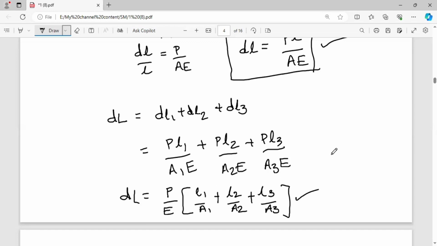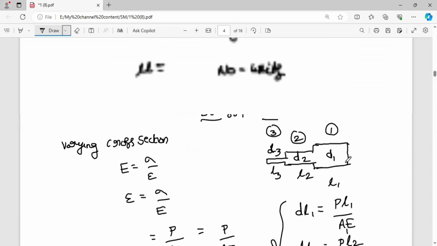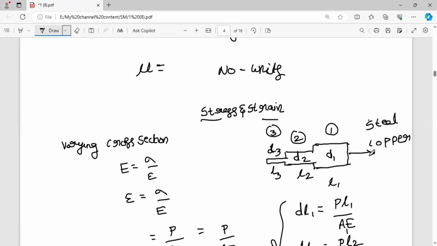But the condition is the load is constant throughout the section, and Young's modulus is constant. That means the total component is made up of a single material. Suppose it may be steel, it may be copper, a single material. Why? Because if you change the type of material, then Young's modulus will change. If you apply a common load P, then only it can be applicable.